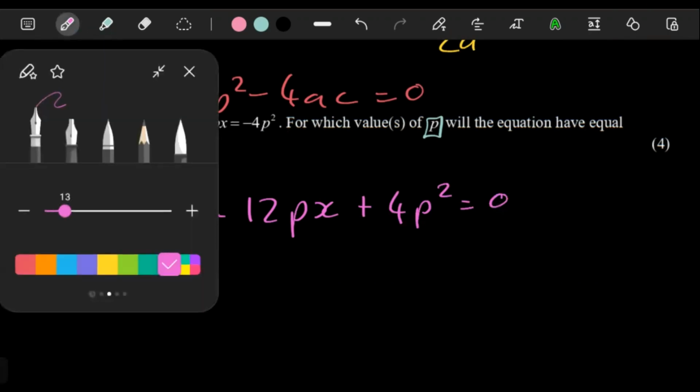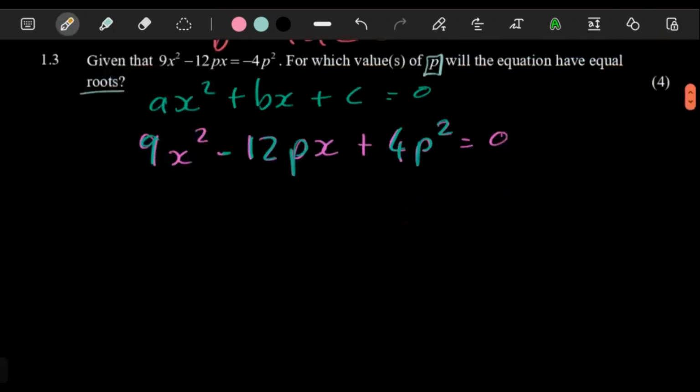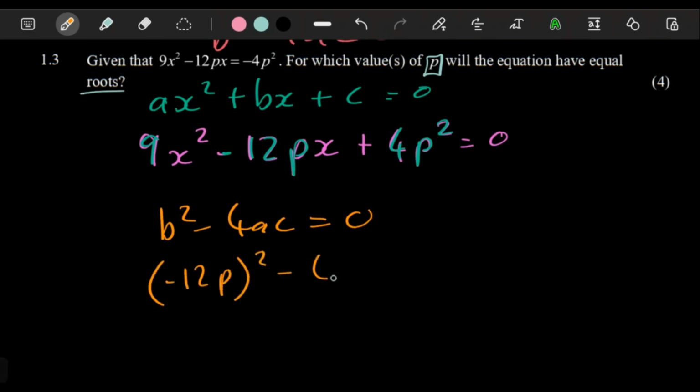Now, the way this is laid out, you have to be careful of what your coefficients are. So here, remember, a quadratic equation in standard form has ax squared plus bx plus c. Now, a is the 9, b is negative 12p, c here is actually 4p squared. So with this information in mind, what we know is that we want to work out where b squared minus 4ac is equal to 0. So our b value is negative 12p. Our a value is just 9. Our c value is just 4p squared.